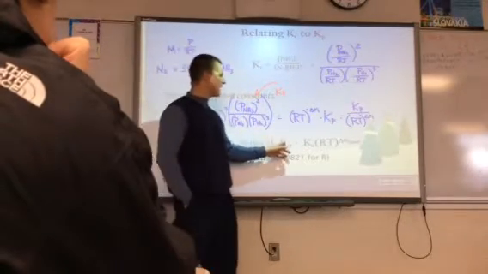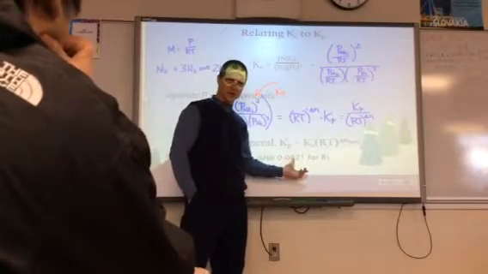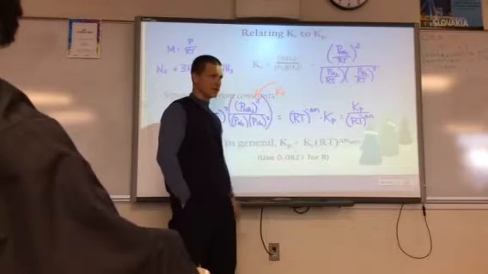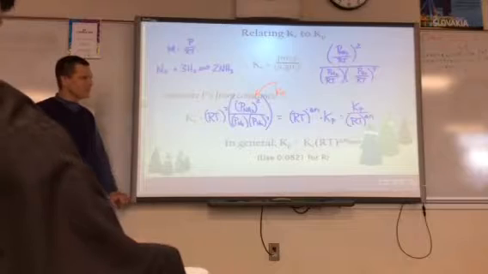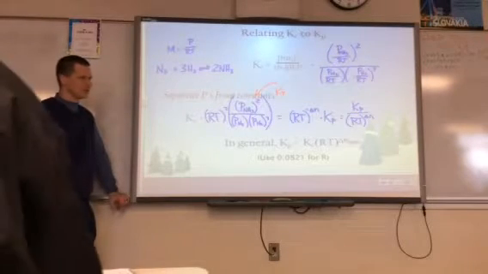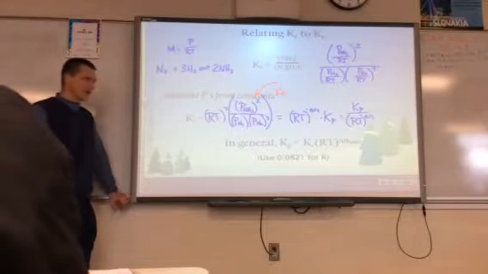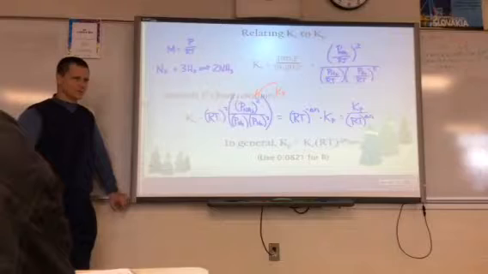So if Kp is in atmospheres, then we're going to use this value for R, 0.0821. This is the R value when your pressure is in atmospheres with the ideal gas law. So that's going to be one you're going to want to try to remember. I'll give you the value of R, but you'll also have 8.31 given to you because some of our other problems use 8.31, so know which one to use.